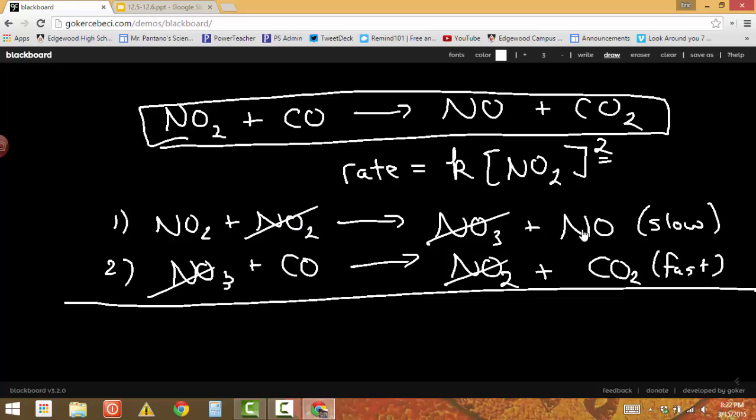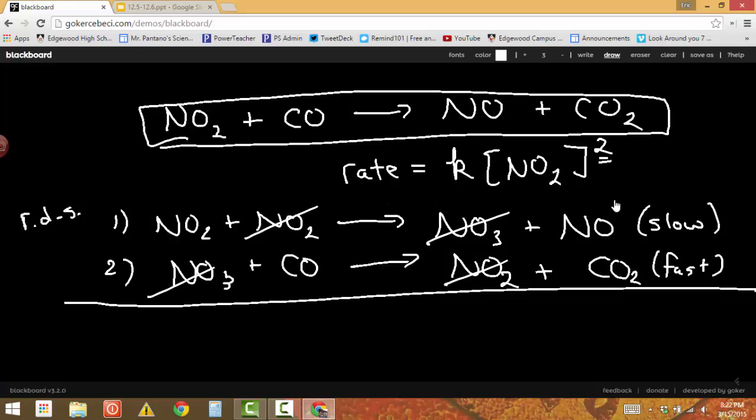But once it does, the minute you produce this unstable NO3, and it comes in contact with a CO, this reaction is very fast. So it doesn't really matter what's happening down here. It just matters that this is what's taking us the most time for this entire reaction to occur, waiting for these NO2s to encounter each other and do this. That means that the slow step up here is called the rate determining step, RDS. Okay?